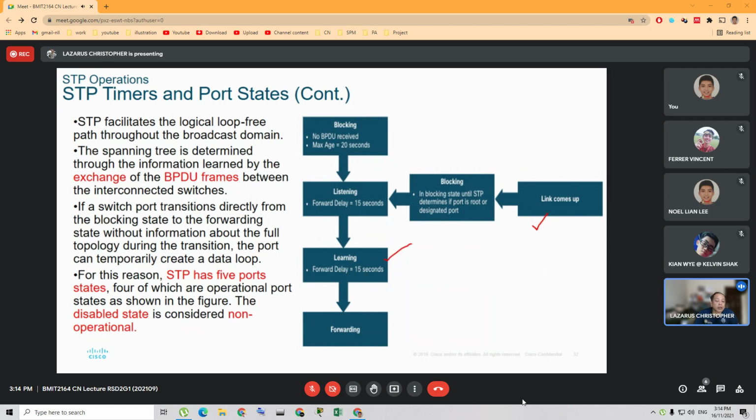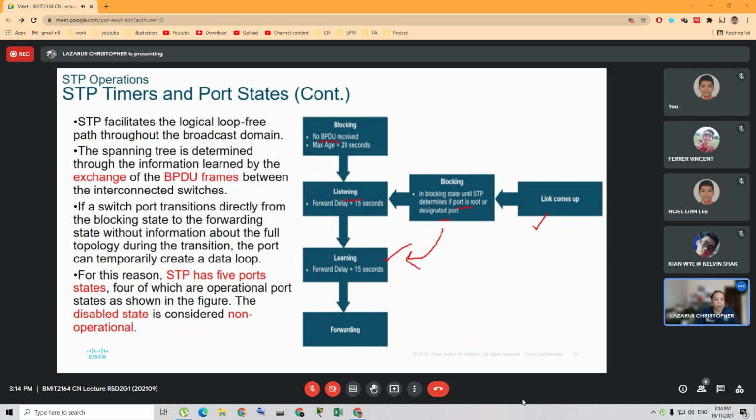This is the convergence part. Basically, the learning part here is to determine whether a port is root or designated. While STP is determining, ports will be in blocking mode even though the link already comes up, because it's learning. It wants to immediately stop any loop, right? We all want to prevent that. So this one is listening for BPDU.